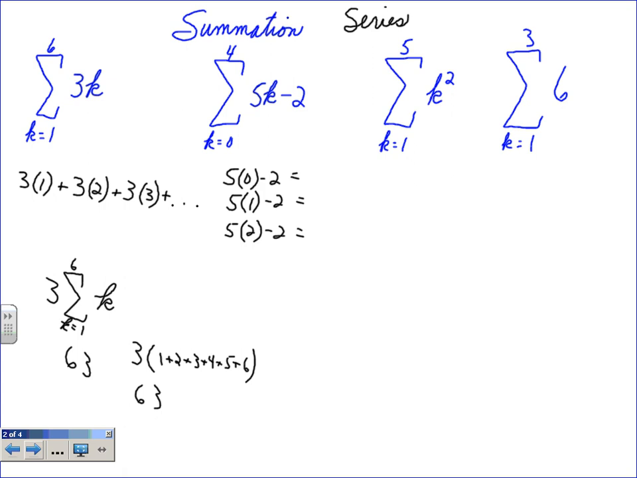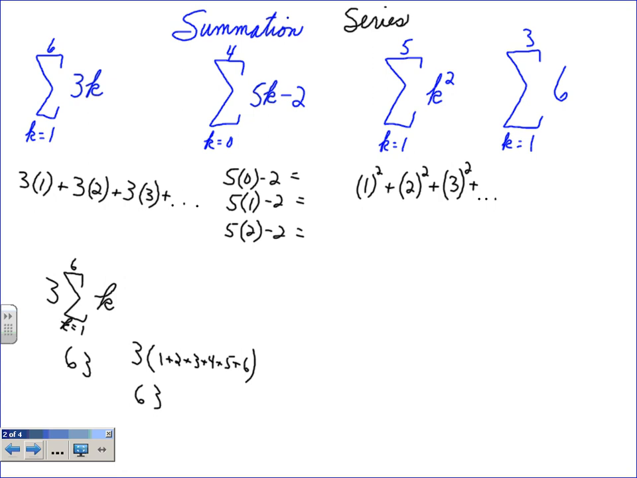For the third example here, we have k squared, from 1 to 5. 1 squared plus 2 squared plus 3 squared, and so on, and add up the results. Okay. I want the sum of the first 5 numbers there.